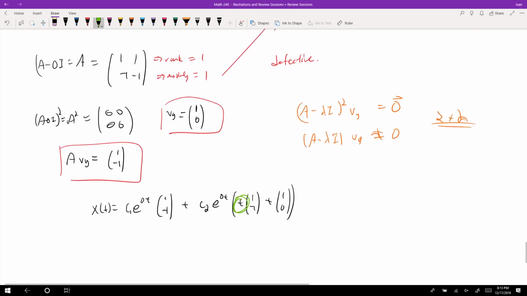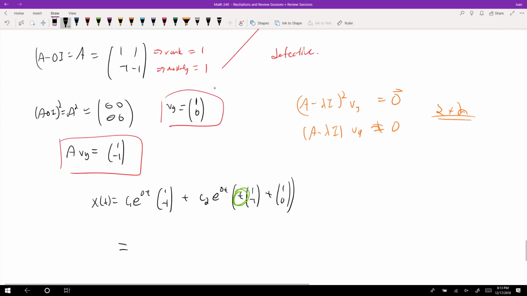If we actually simplify this, it's just C1 times 1, -1 plus C2 times t times 1, -1 plus 1, 0. So the only t that exists in the system is this one. And if you let t go to infinity, it shoots everything else to infinity. So this one's not bounded.